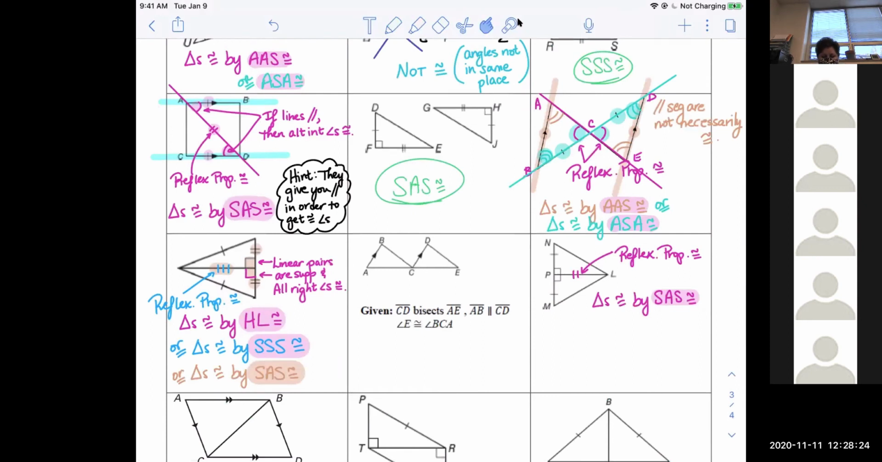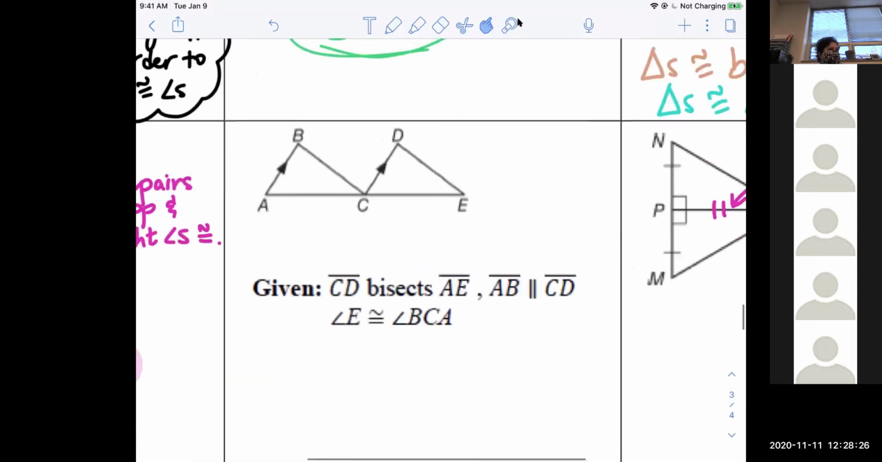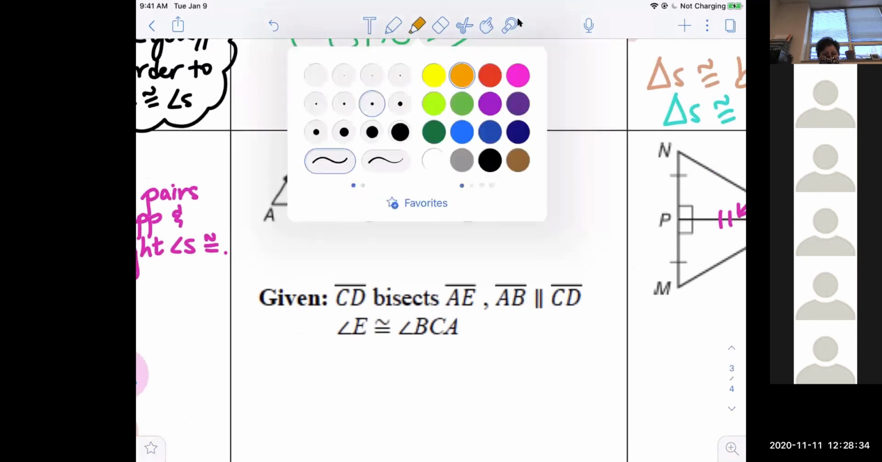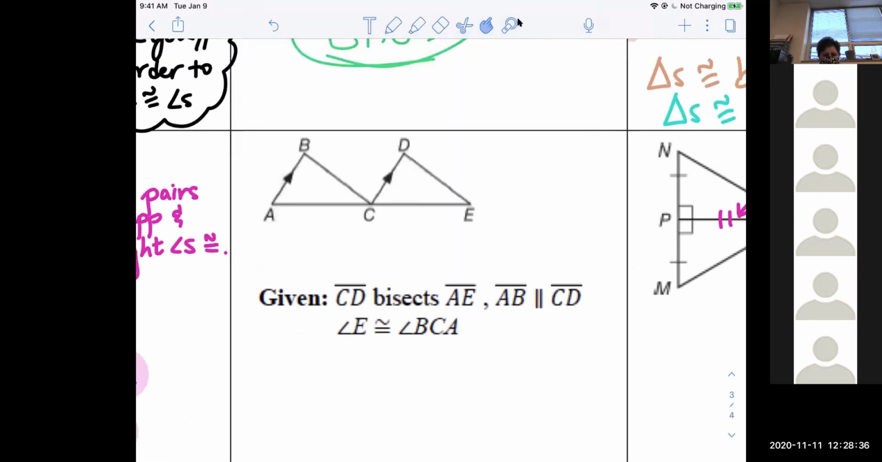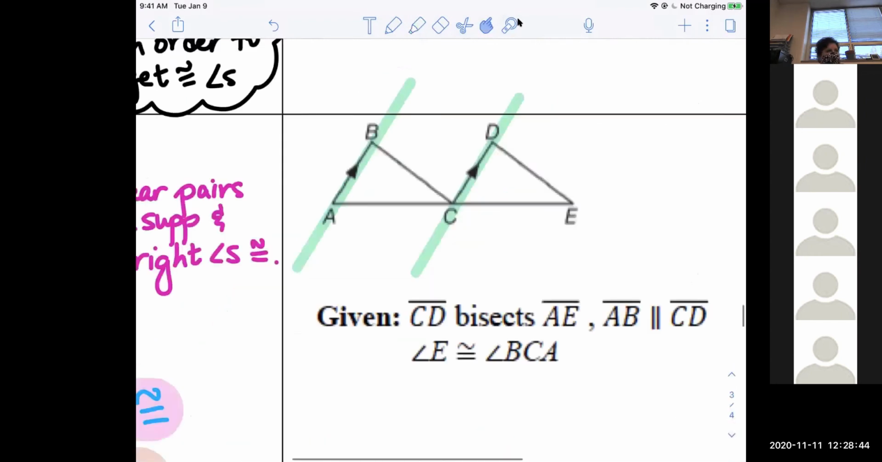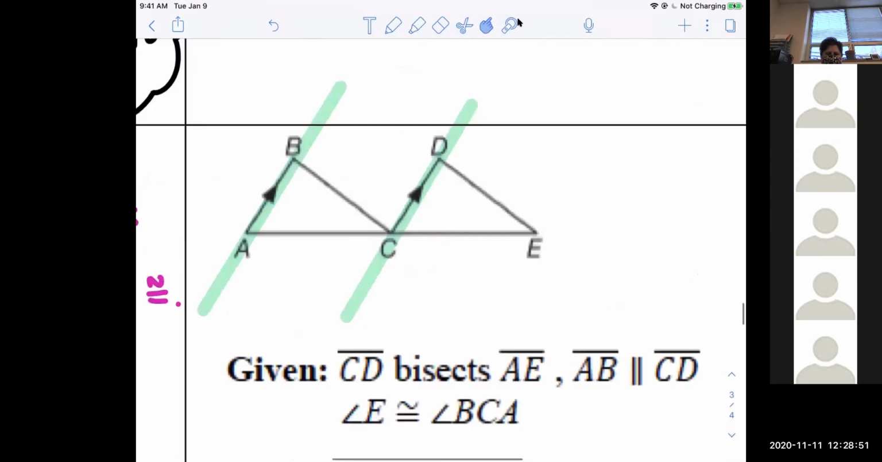All right, when you see parallel lines, these are the ones that are usually a little bit more complicated. When you have parallel lines, the first thing I would recommend you do is highlight the lines so you can focus in on two lines and a transversal. So these are your parallels, that was given. And then it says segment CD bisects segment AE. Kara, what does that mean for segment CD to bisect segment AE? What can I mark?